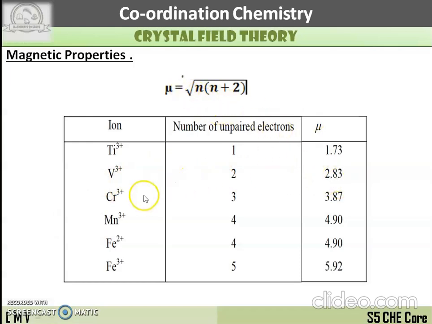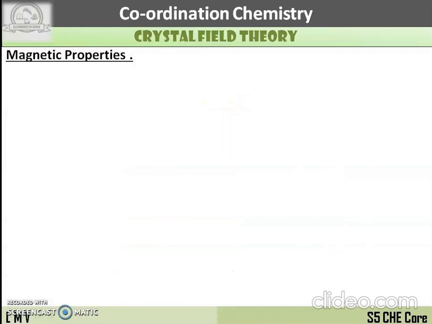So vanadium 3+ has 2 unpaired electrons, and the value for magnetic moment is 2.83. Cr3+ has 3 unpaired electrons, then 3.87. Mn3+ has 4 unpaired electrons, then 4.90. Fe2+, if it has 4 unpaired electrons, it is 4.90. And Fe3+ has 5 unpaired electrons, and it gives a value of 5.9. In a similar way, we can find out the magnetic moment for any first row transition metal using this equation. Mu is equal to root of n into n plus 2, where n is the number of unpaired electrons.